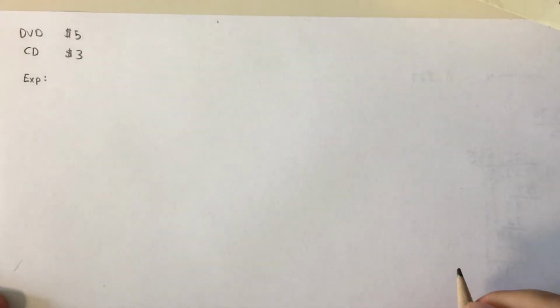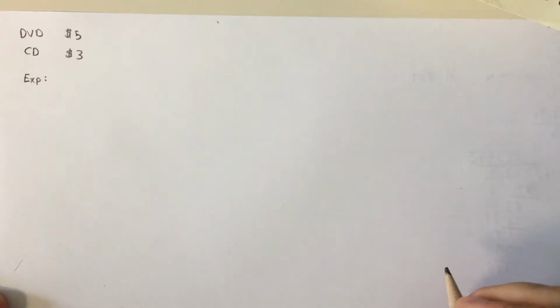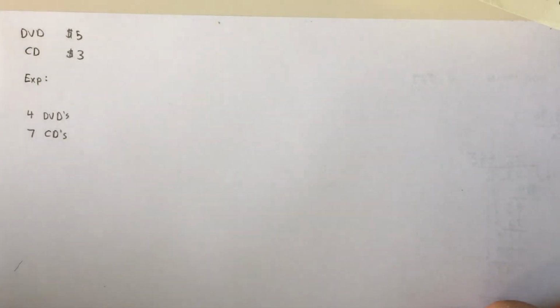Write an expression. Remember, expressions do not have equal signs, to find the total cost to buy some DVDs and CDs. Then find the cost of buying 4 DVDs and 7 CDs. Okay, so then we're going to do 4 DVDs, 7 CDs. All right, got all that. So let's go ahead and formulate this expression.